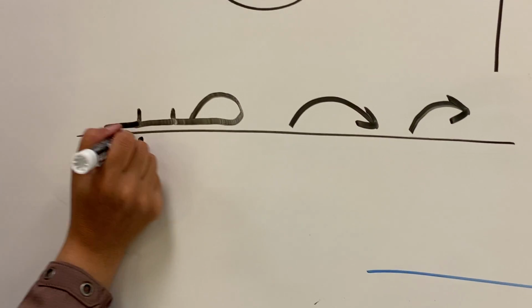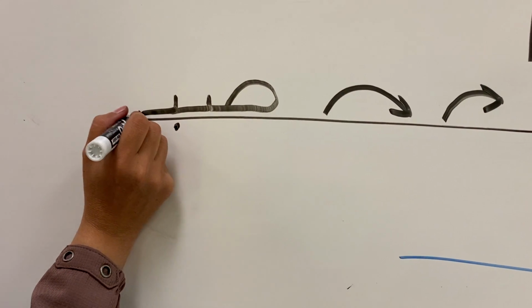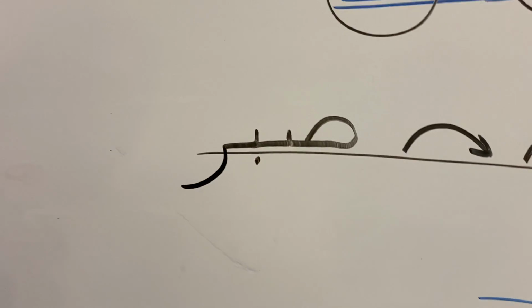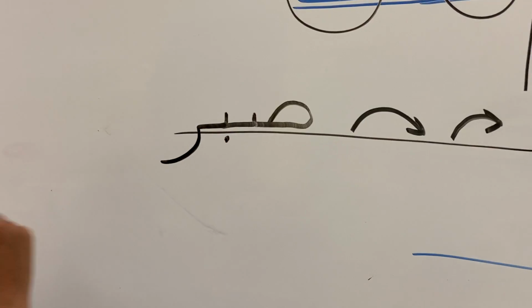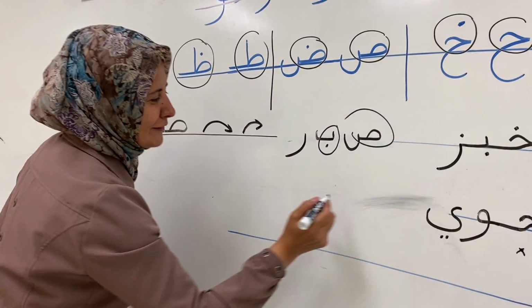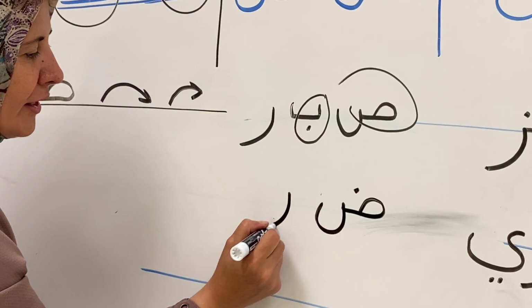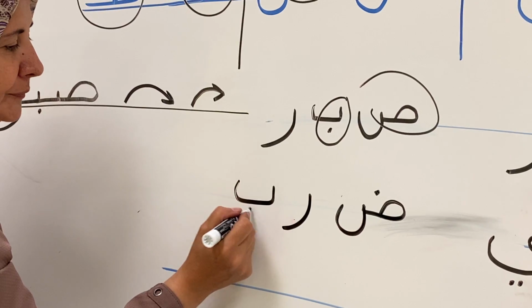What next? Is the ra. Ra. Sa, ba, ra. Okay? Da. Are you all familiar with the word daraba? Da, and I have a ra, and I have a ba.